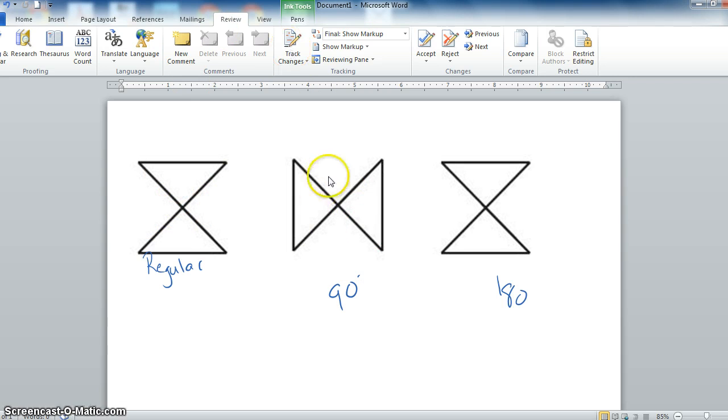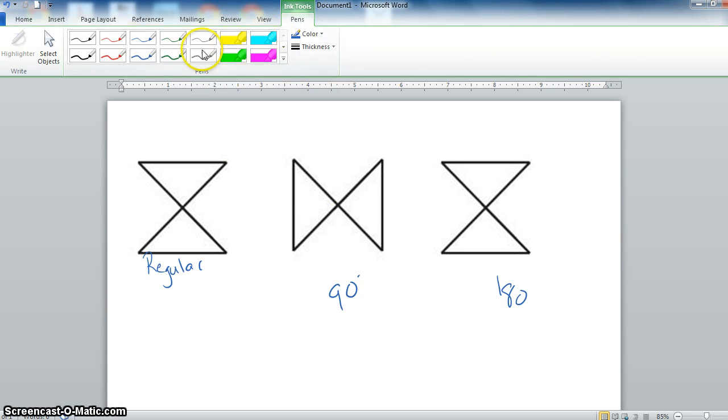So, no rotational symmetry for 90 degrees.